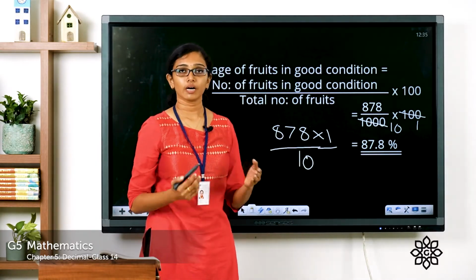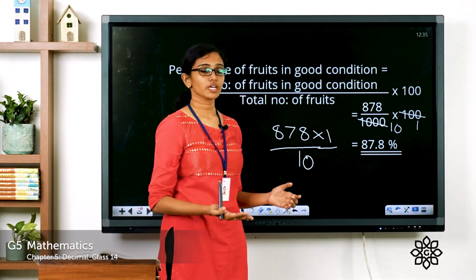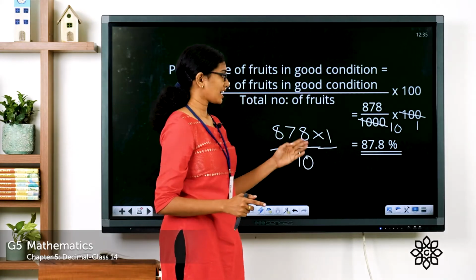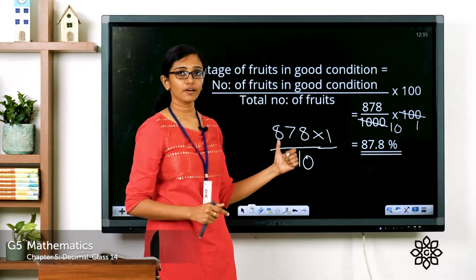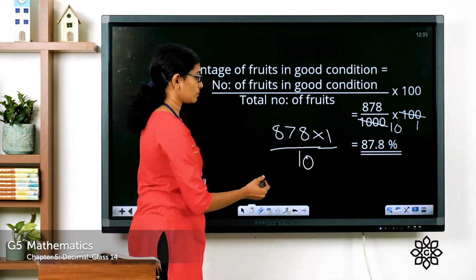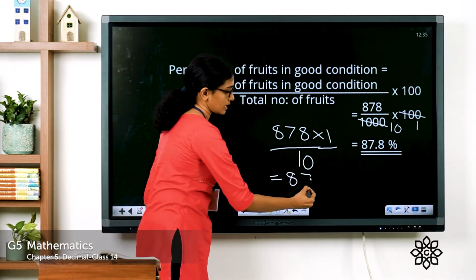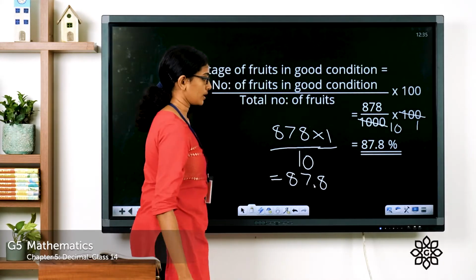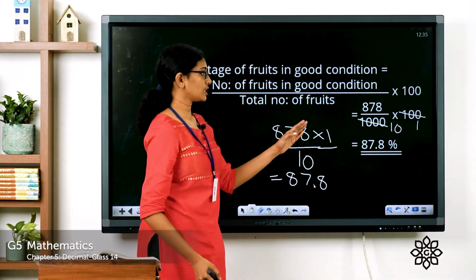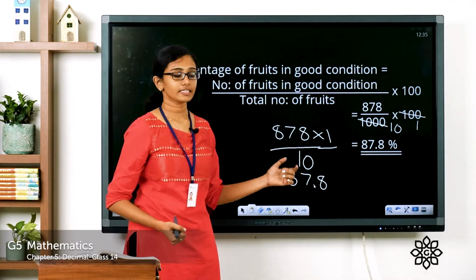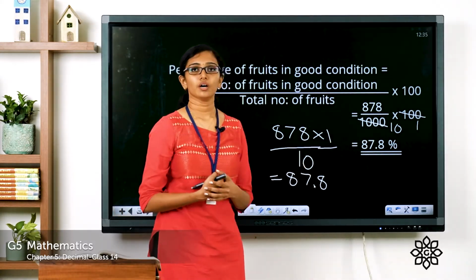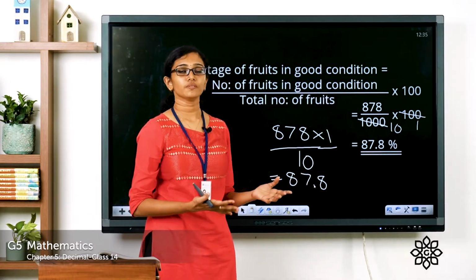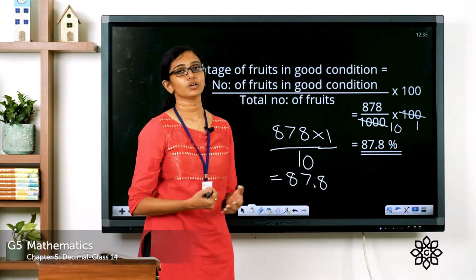And when you divide a number by 10, what you can do? You have to just put a decimal point. Count the number of zeros in 10, which is equal to 1. Count one place from the right to the left and put the decimal point there. So that would be equal to 878, one place from the right to the left, that is 1. Put the decimal point here. So 878 into 1 by 10 is equal to 87.8, and that much percentage. 87.8% of fruits, of the total fruits that he bought, were in good condition.